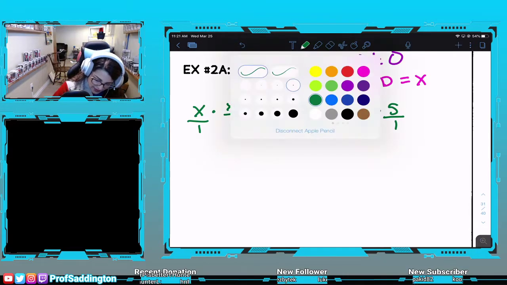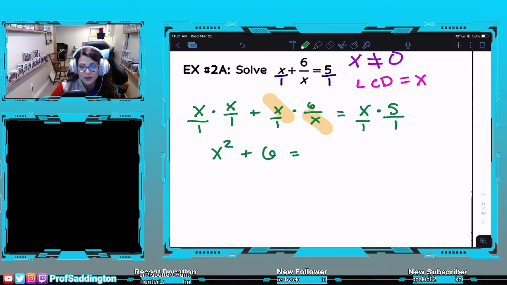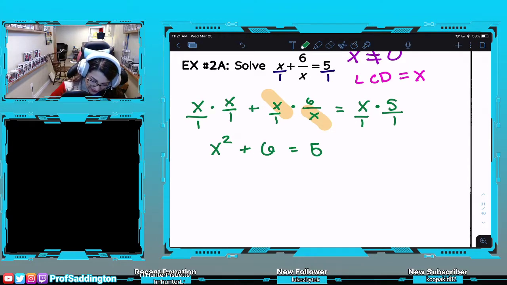So as we see here in our first one, x times x, nothing's going to cancel out there. We get x squared plus, here we get x over 1 times 6 over x. Those x's are going to cancel out. So I'm just left with a 6. And that equals x over 1 times 5 over 1. Nothing cancels out. That equals 5x.